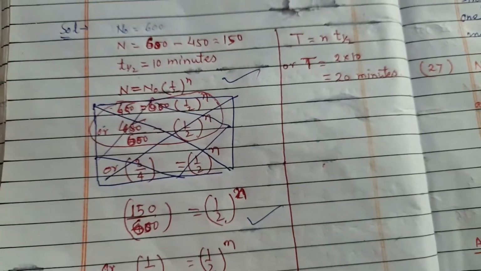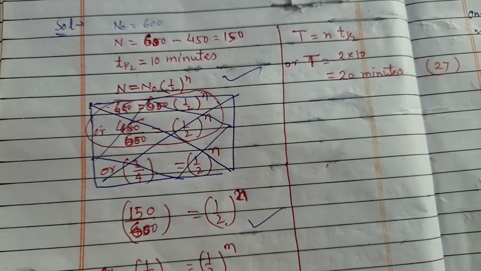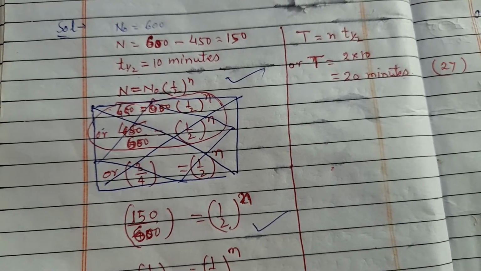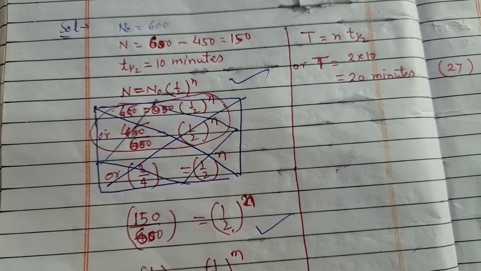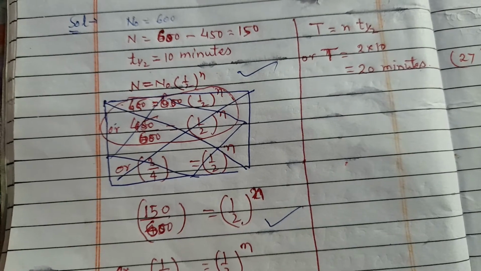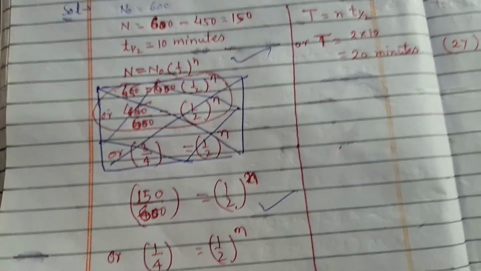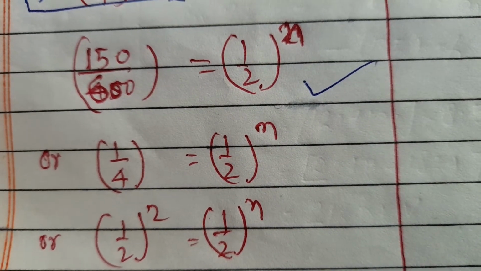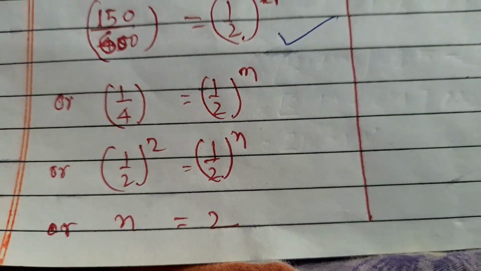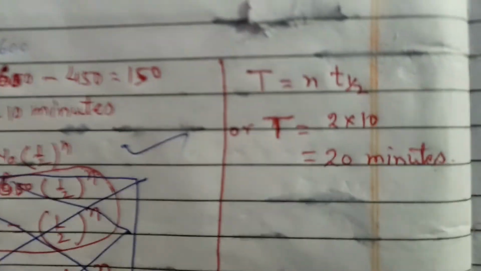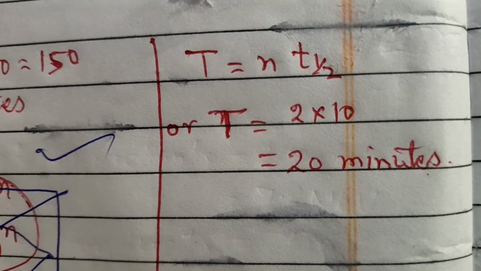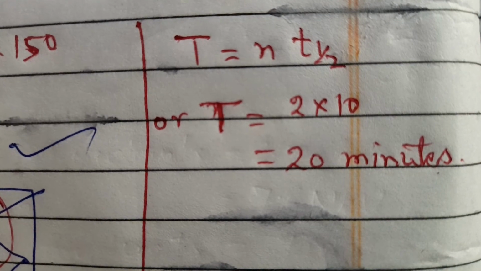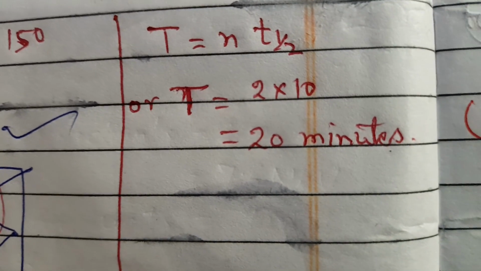But in the mathematical process, N naught is 600, and N is equal to 600 minus 450, that is 150. T half is 10 minutes. Now we will use the formula N is equal to N naught into half raised to the power n, and 150 upon 600 is equal to half raised to the power n, and n is equal to 2. Now we will use the formula T is equal to n into T half. T half is half-life time. T is the total time of disintegration. That is T is equal to 2 into 10 is equal to 20 minutes.